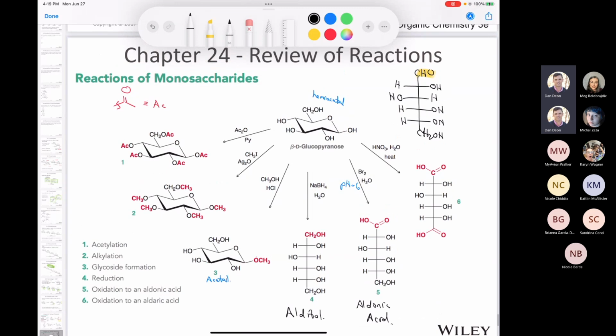And then if you really hit it with the big guns, which is nitric acid and water, and just heat it really hard, that's going to oxidize the aldehyde group that I have highlighted in yellow, but it will also oxidize this primary alcohol, and it oxidizes both of them to a carboxylic acid, and that's called an aldaric acid. So an aldonic acid only has a carboxyl group on the top, but an aldaric acid has a carboxyl group at the top and at the bottom. All right, so those are the one-off reactions that you need to know, all 6 of these.